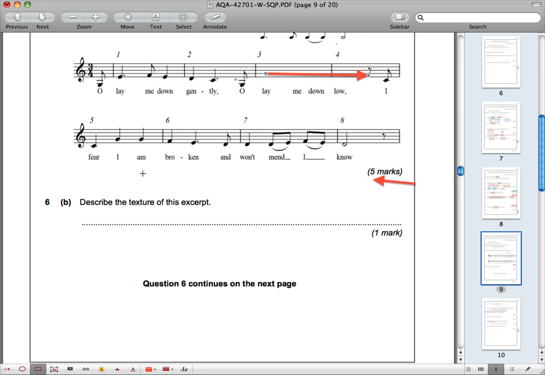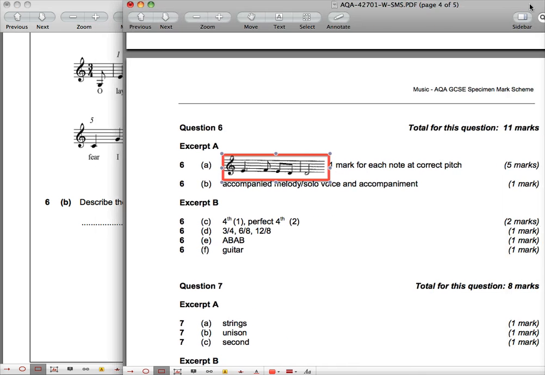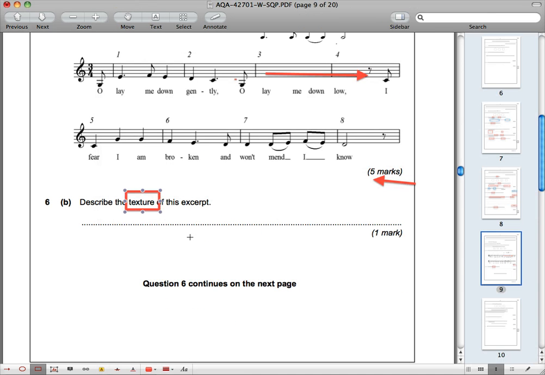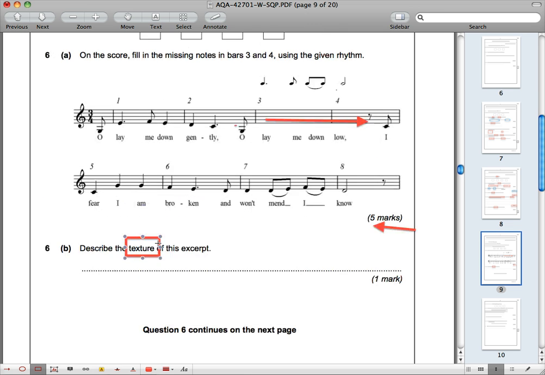Then finally it asks you to describe the texture of this excerpt. So obviously we've got our 3 standard responses: homophonic, polyphonic, monophonic. In this example it tells us that the answer is accompanied melody, or solo voice and accompaniment. Probably a safe answer there is homophonic, but you could always have backed it up with the same description here of accompanied melody or solo voice and an accompaniment. Either way, this is largely a homophonic texture.